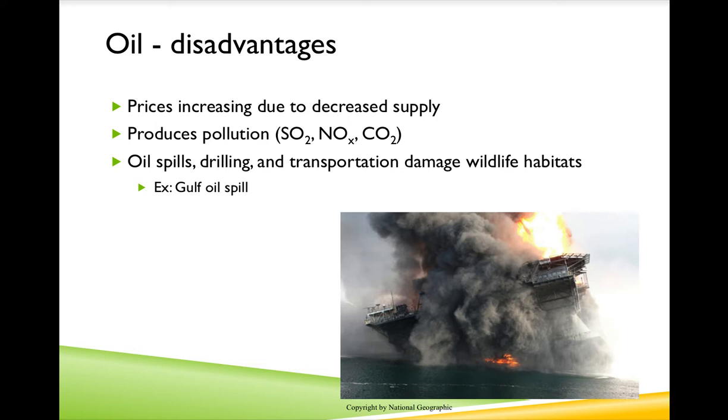Oil also produces some air pollution when it's combusted, when it's burned. So that would be things like sulfur dioxide, nitrogen oxides, and carbon dioxide. And then probably one of the larger environmental concerns is that oil spills in drilling and transportation have the potential to damage wildlife habitats. So the picture there is of the Gulf oil spill that happened. I don't know if you guys remember that. Happened a couple years ago in the Gulf of Mexico.